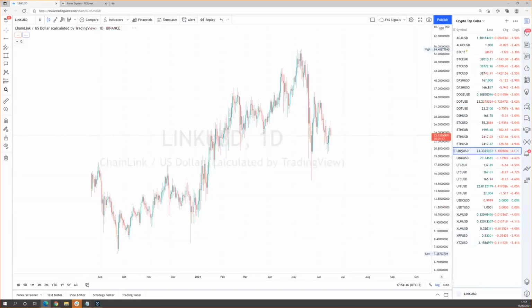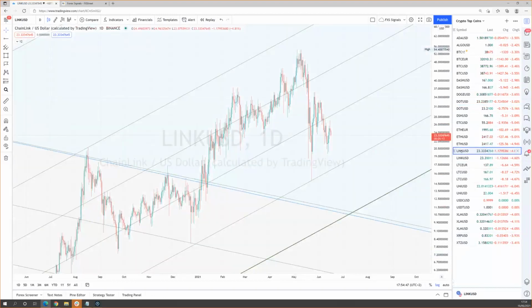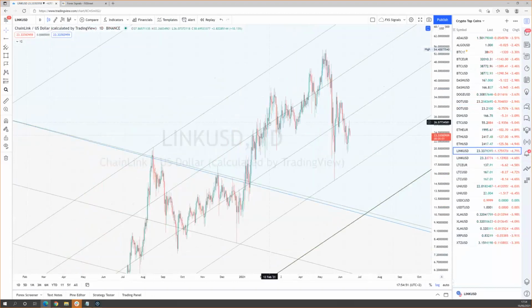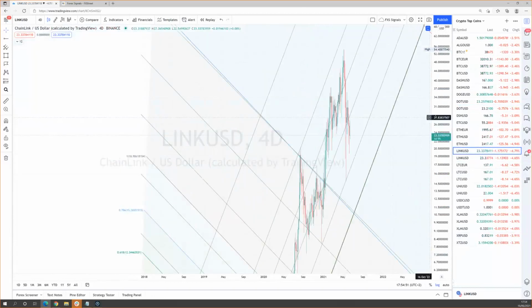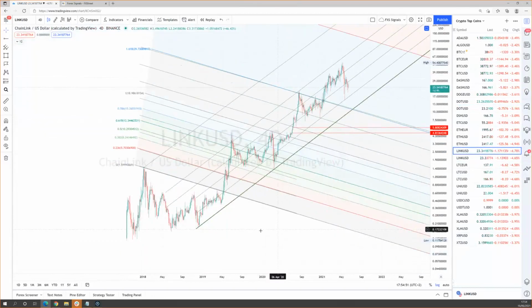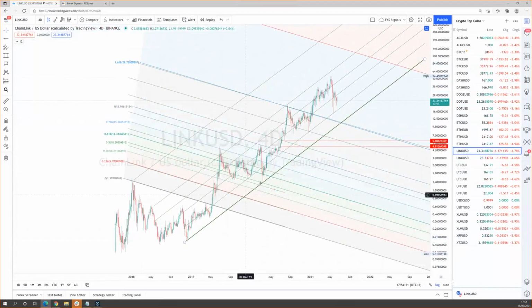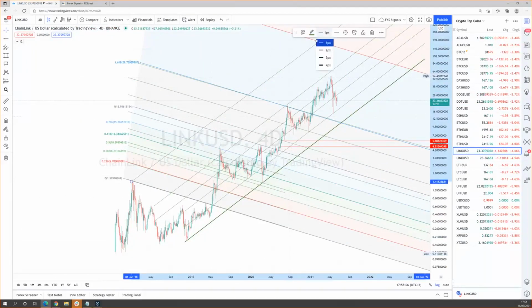Let's see, this is a logarithmic one. I will go a little bit out here, zoom out. Also here, a little correction, still a perfectly bullish, still within that bullish channel. Okay, we have this target line here corresponding to this high here, January 18 as well. So that's a lot of room going up.